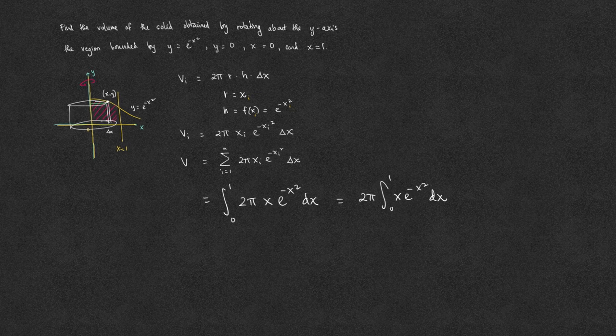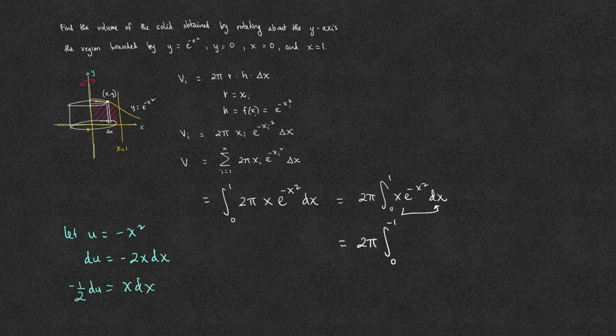We can use u substitution, where we let u be negative x squared. du is therefore negative 2x dx, so that x dx is negative 1/2 du. Also, when x equals 0, u is negative 0 squared, or 0. When x equals 1, u is negative 1 squared, or negative 1.